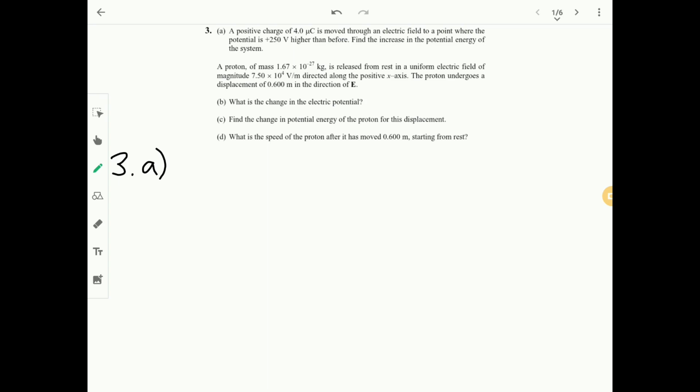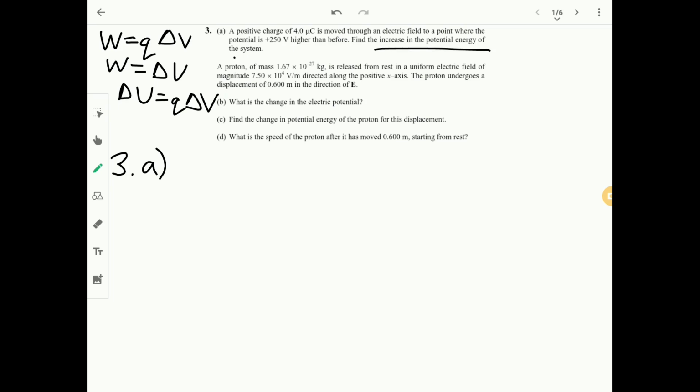Now, you can find some formulas relating potential energy to electric potential, but one you should know is W equals Q delta V. We had used it last time. And what we should know is W is equal to delta U. This is also a formula. So if we substitute, we should get delta U equals Q delta V. And this is perfect. We want to find the increase in potential energy.